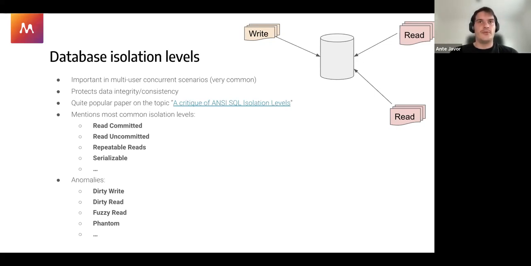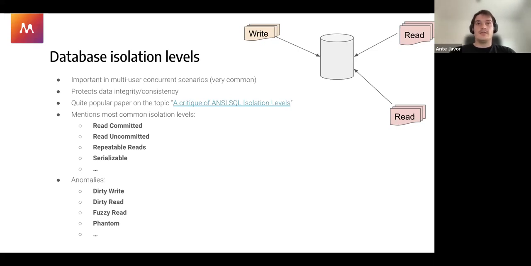There is a popular paper that introduced the ANSI SQL isolation levels. After that, there was also a follow-up paper that defined a critique of ANSI SQL isolation levels. It was a critique of the standard isolation levels. And the good thing about this paper is that it goes into a lot of interesting details about isolation levels. Although it is a bit outdated, from the 90s or early 2000s.